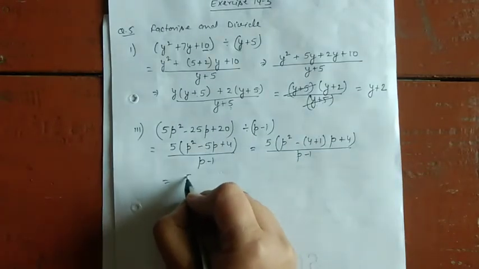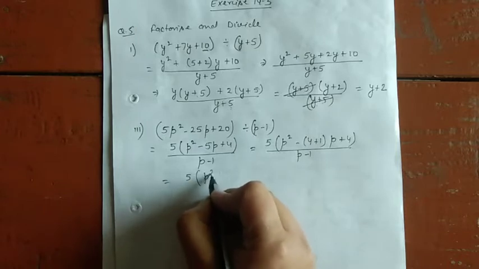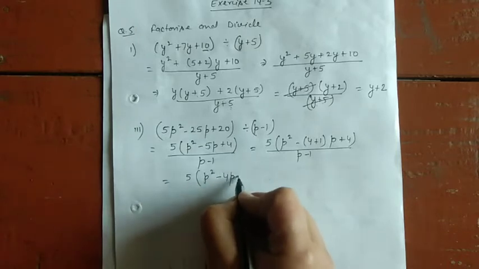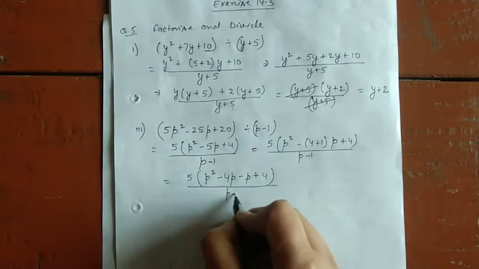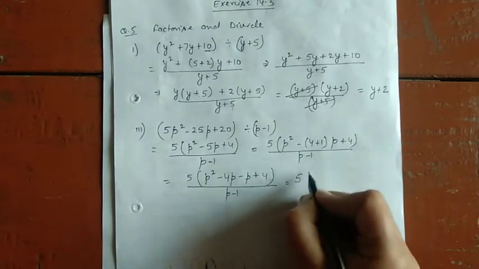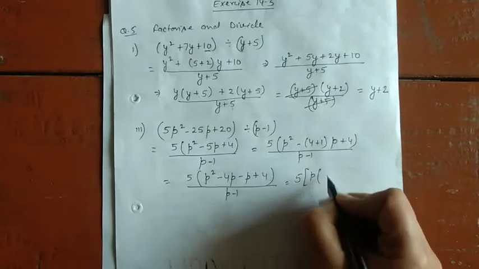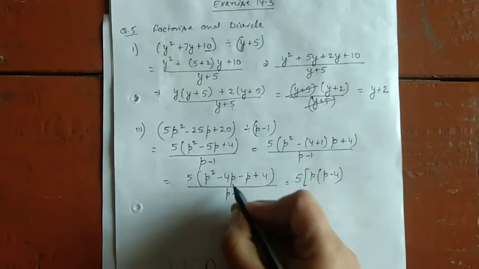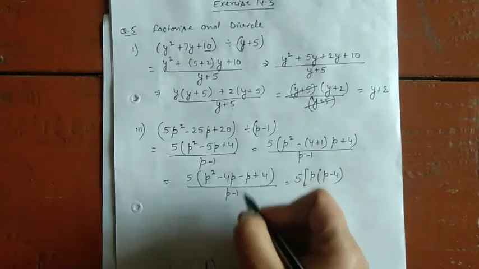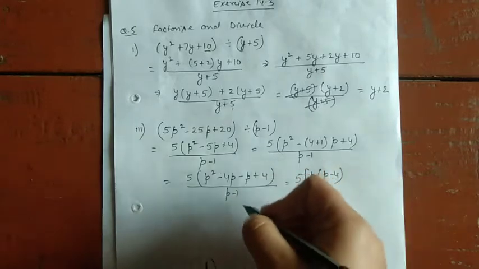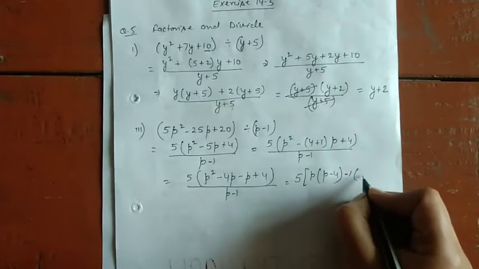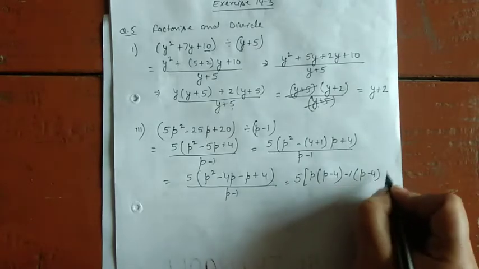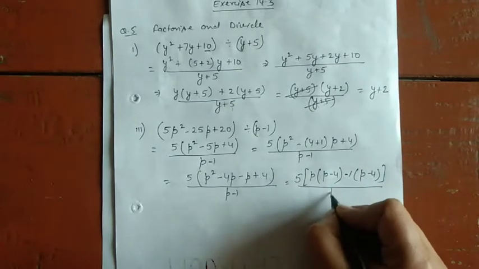Now see, 5 is common. P square minus 4p minus p plus 4, upon p minus 1. Now I am taking p as common, p minus 4. Now have a look here. If you take plus p as common, then the factors will change. It will be 4 minus p. So we need to take minus 1 as common here. So the factors are the same.